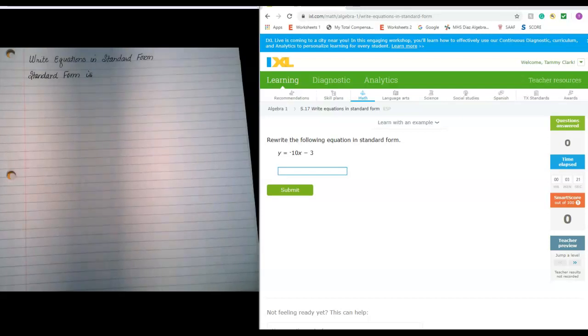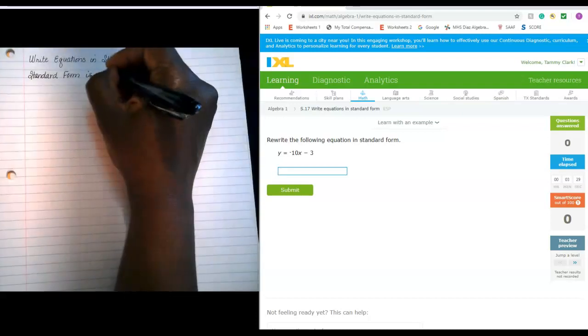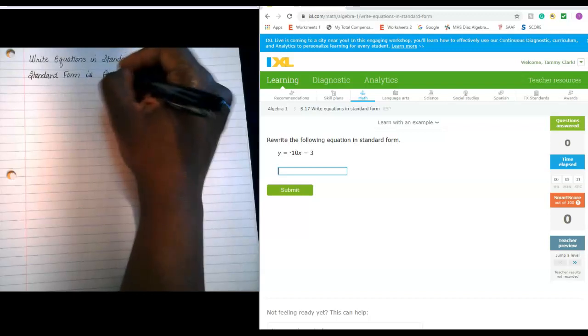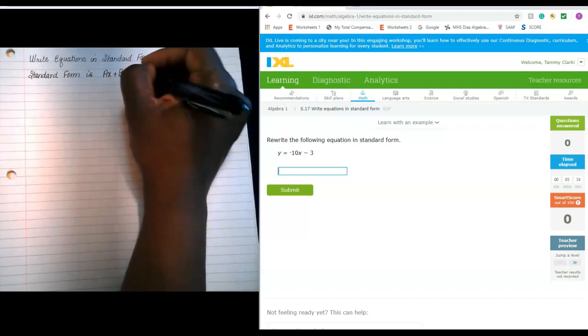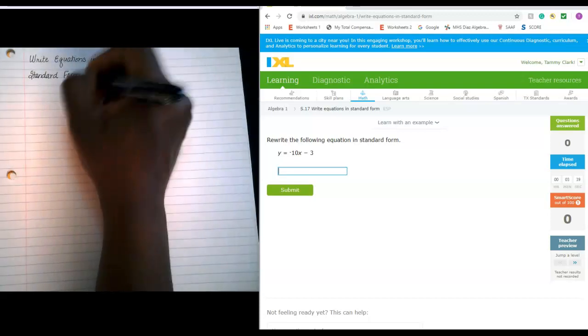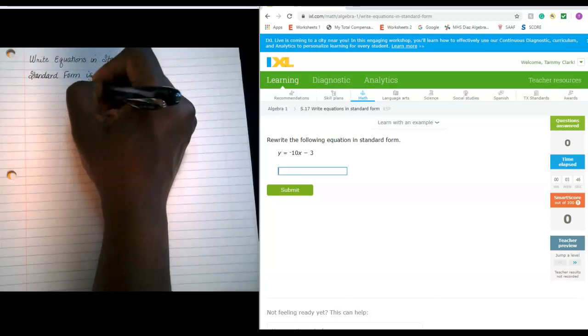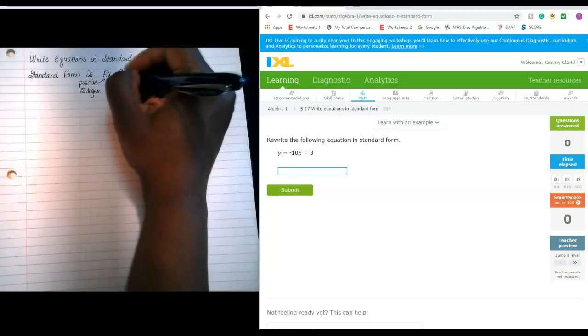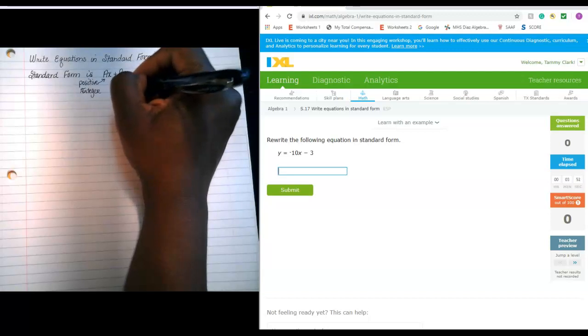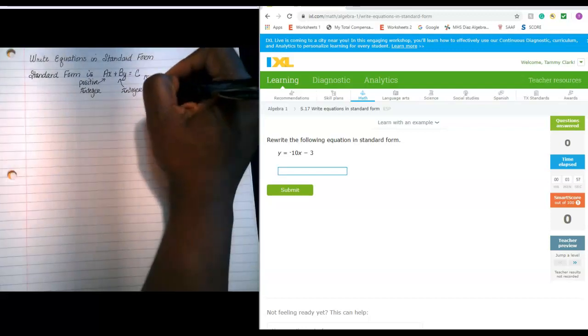Today we're going to be looking at writing equations in standard form. Remember that standard form is ax plus by equals c. So this is your x term, which must always be positive. Let's make that a positive integer. B must be an integer, and c also must be an integer.